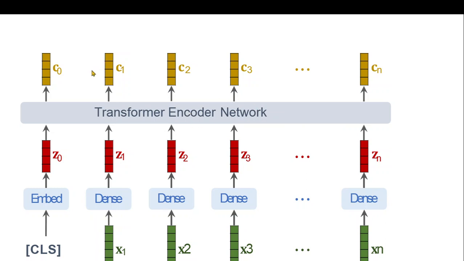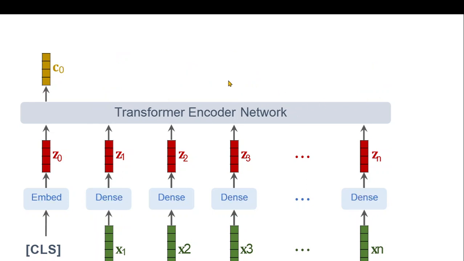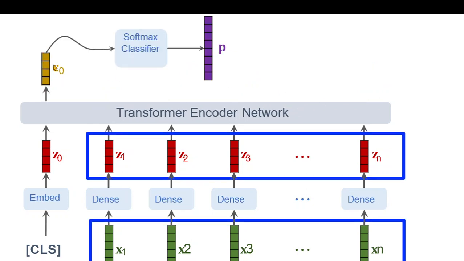So particularly for this example where you are doing a classification, you're just interested in this token, and you will ignore all these other context tokens. Then this is passed to a softmax layer, and it will give you the probability density of which class this belongs to.